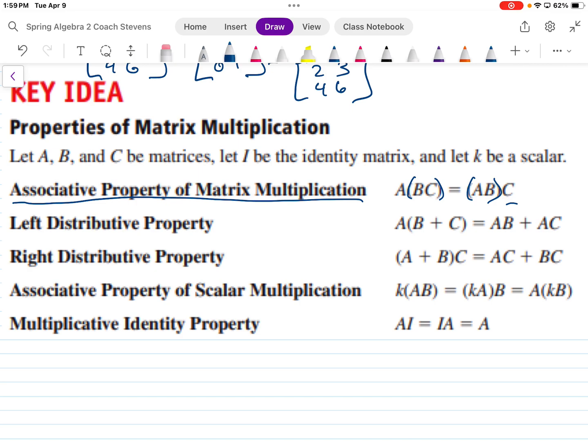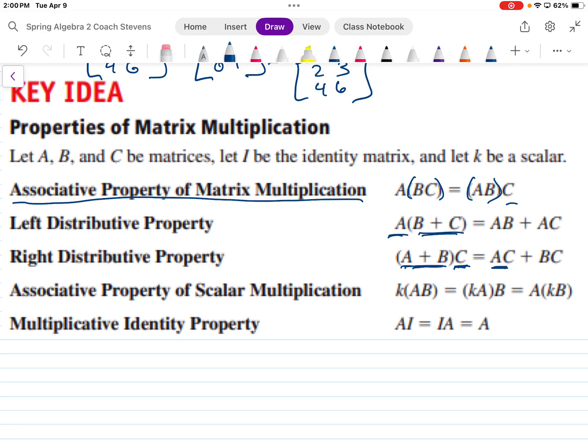We have what's known as the left distributive property and the right distributive property. So if I have a matrix in front of a sum of matrices, I can actually multiply that in. And that would be the same thing as just adding the two matrices together and multiplying by the matrix out front. The right distributive is saying if I have a sum of matrices in the beginning times a matrix at the back, I could actually multiply the matrix at the back times each of the individual matrices and then add the answers together, is what that one's saying.